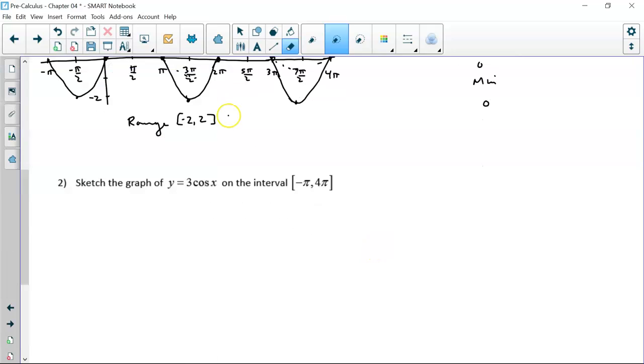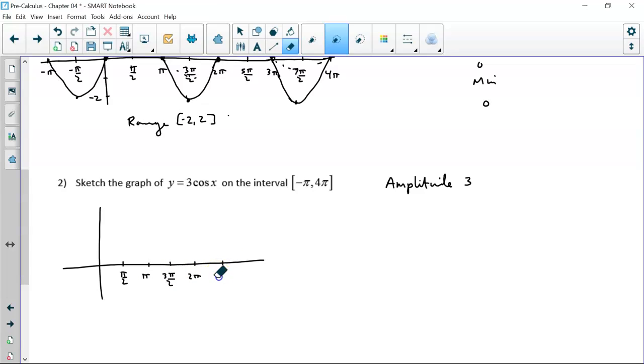Now for 3 cosine of x, we have a vertical stretch. Now our amplitude this time is 3. That's our highest and lowest values. So here's my pi over 2, my pi, 3 pi over 2, 2 pi, 5 pi over 2. I'm just adding a pi over 2 each time. Then it's 6 pi over 2, which is 3 pi, 7 pi over 2, and then 8 pi over 2, which is 4 pi. And then we'll go backwards to a negative pi over 2 and a negative pi.